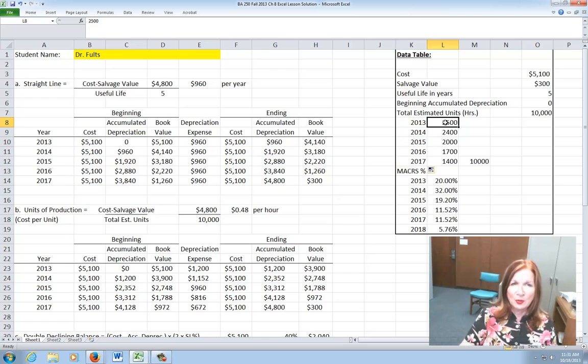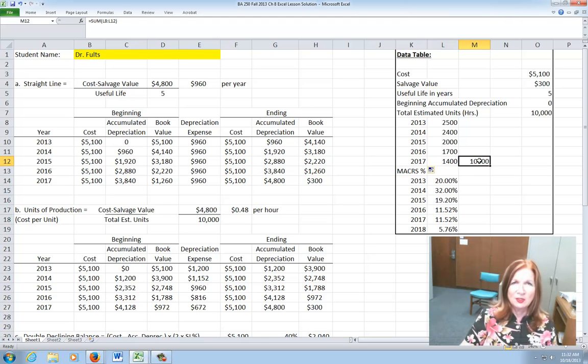Now you do have to put in the hours yourself. They come right out of this green box at the bottom of page 473. And you type 2,500 hours, 2,400 hours, 2,000 hours, 1,700 hours, and 1,400 hours. All of them right there in a row.